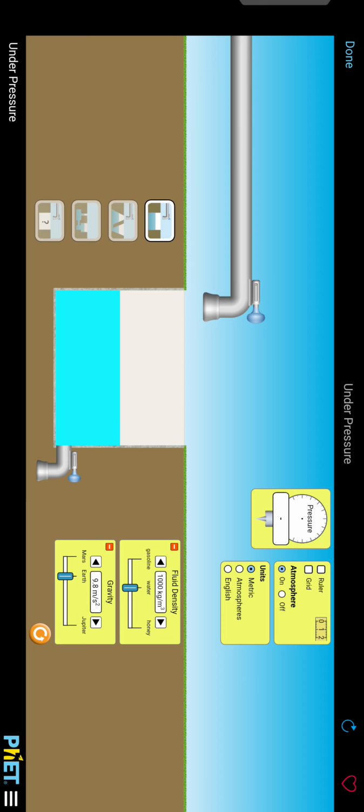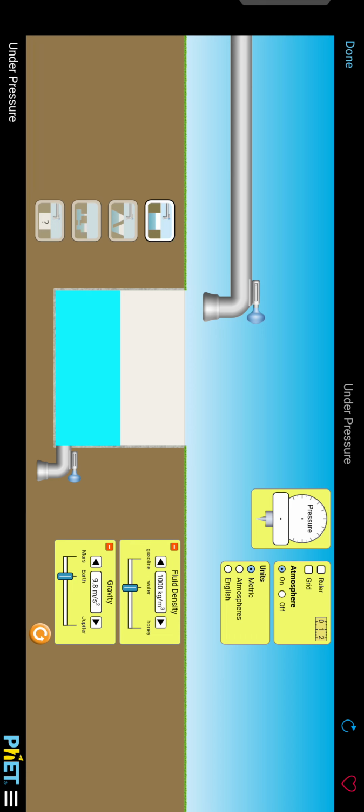For us to have the total pressure, we have to sum up the atmospheric pressure plus the pressure from the liquid. Remember that the pressure at sea level, or the atmosphere, is 101.325 kilopascals. So let's start.